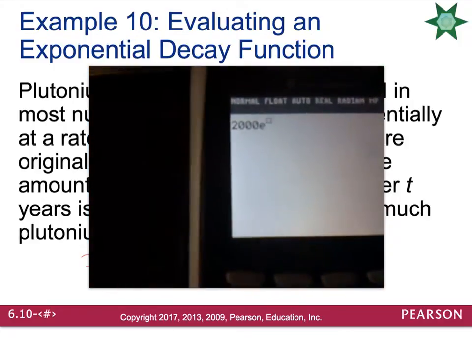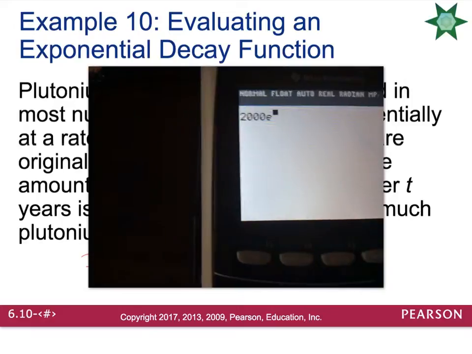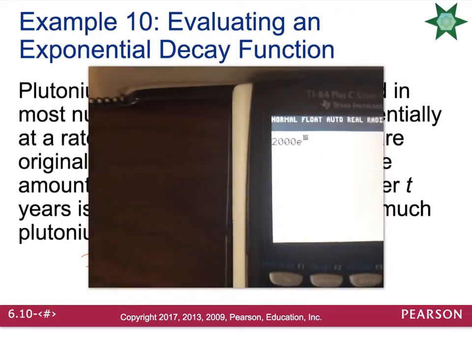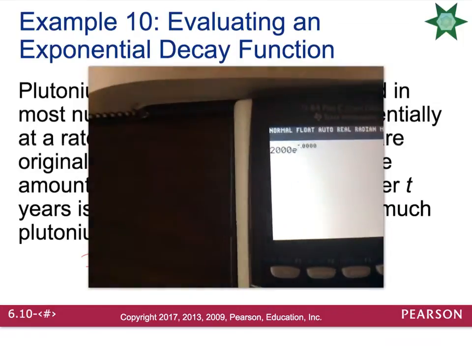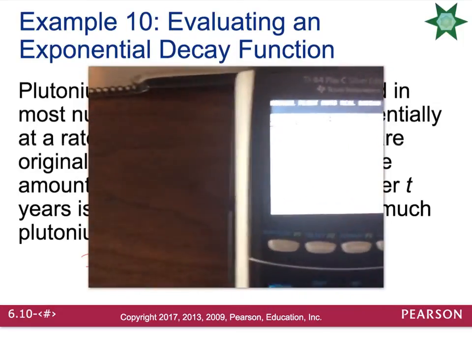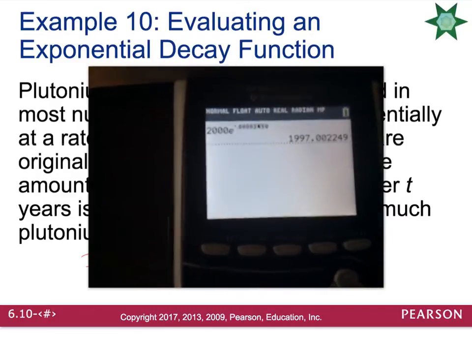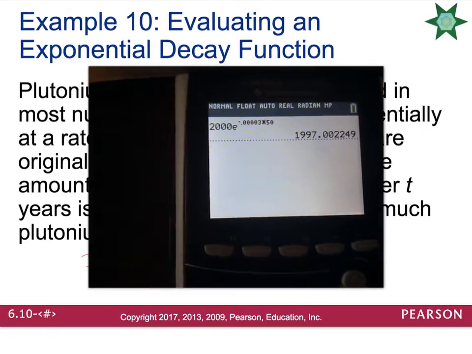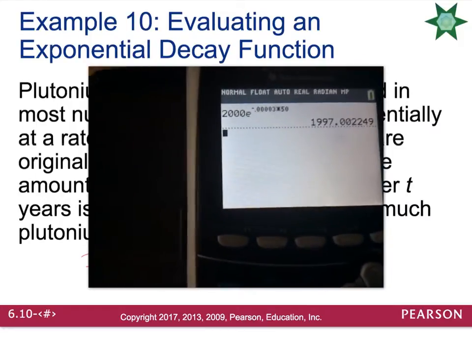And then my calculator's updated, so it's already putting me in the exponent spot. If not, you'll need to use parentheses. So I'll put my negative 0.00003 times 50. And then I can hit enter. There's 1,997.00 grams left in 50 years.